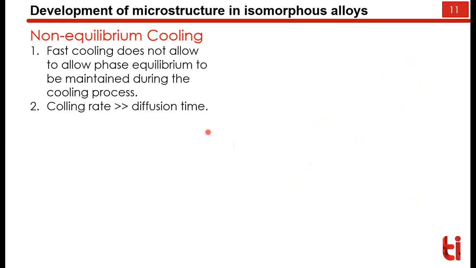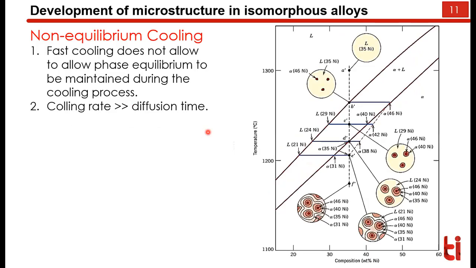Now we'll see how the microstructure gets developed during non-equilibrium cooling. Non-equilibrium cooling is fast cooling. It means it does not allow phase equilibrium to be maintained during the cooling process. In the earlier case we were maintaining phase equilibrium. Here we are not giving atoms enough time. So we have heterogeneity in the microstructure, a compositional change when it solidifies. So the cooling rate is much greater than the diffusion rate, so it's called non-equilibrium cooling. It means I'm quenching directly from the melt.